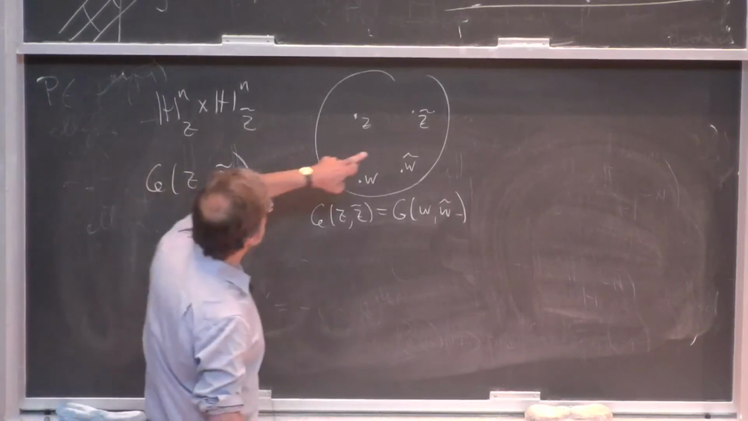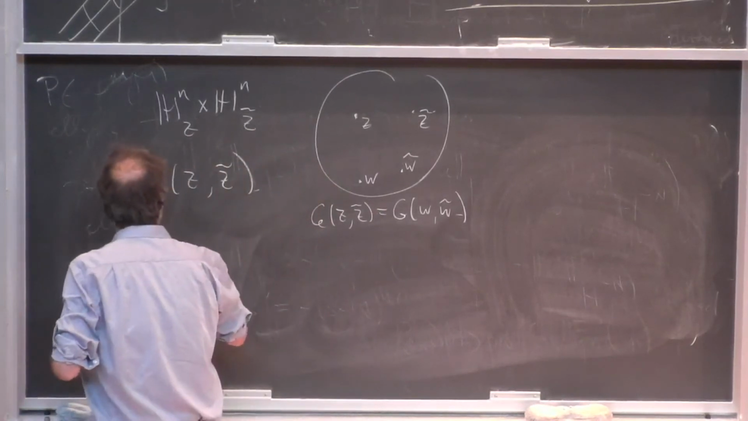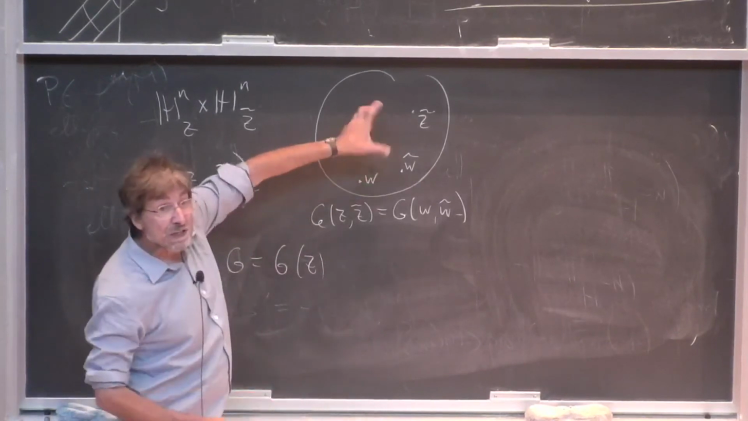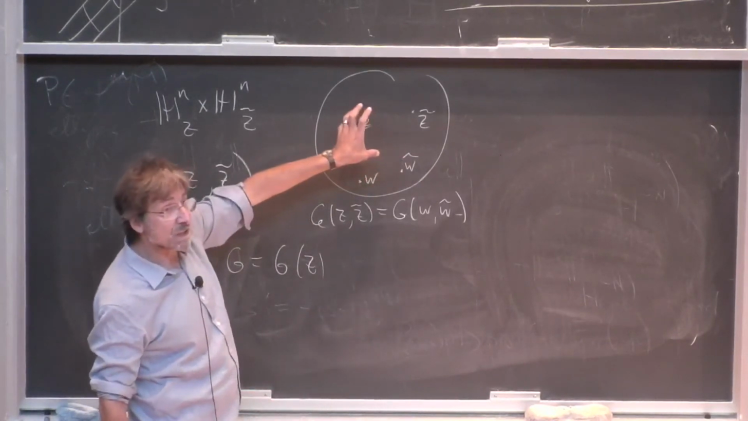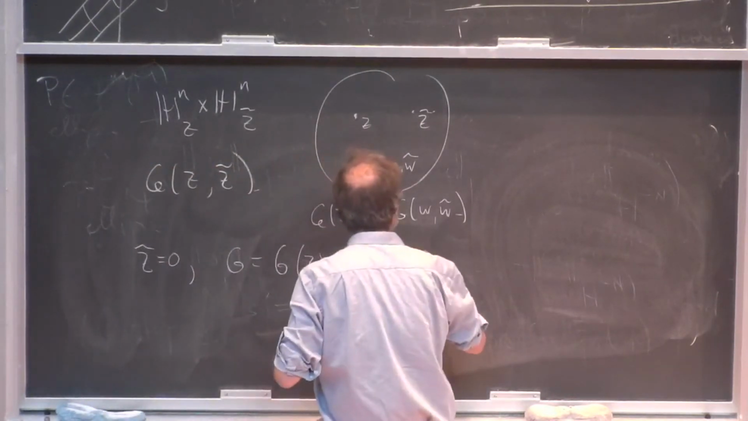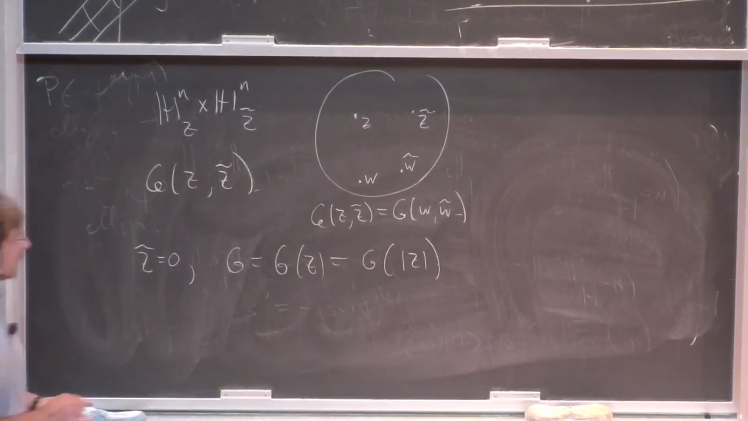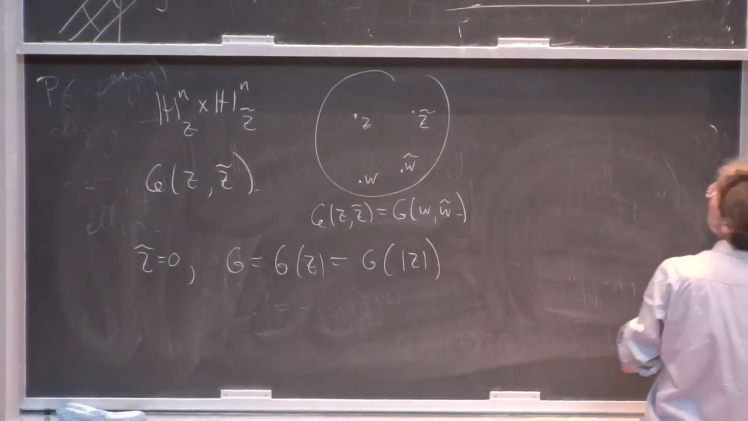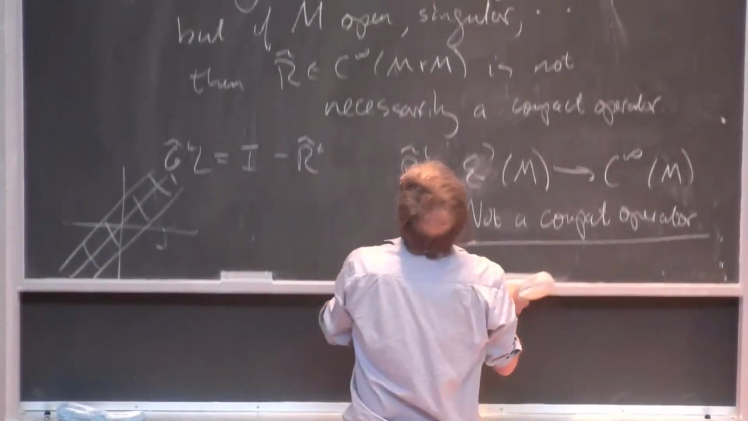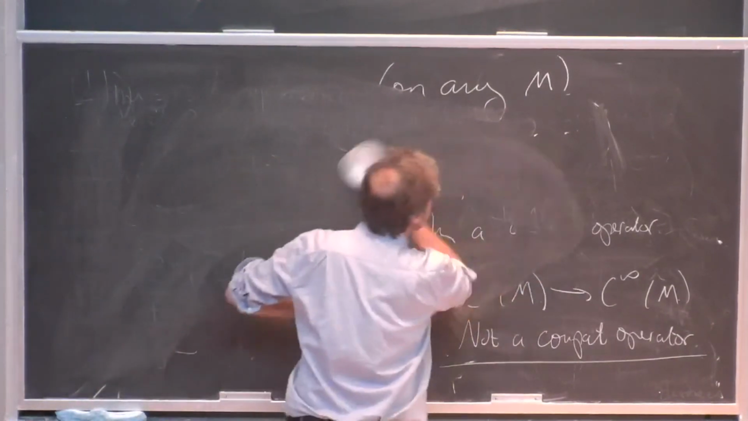That's just because I have a space which is very rich in isometries. So I might as well put z tilde at the origin, and I can think of g as a function of z. Now I use the rotational symmetry. Any rotation around the origin is an isometry, so this should really only depend on the absolute value of z. So in fact, I've reduced this to a function of one variable.